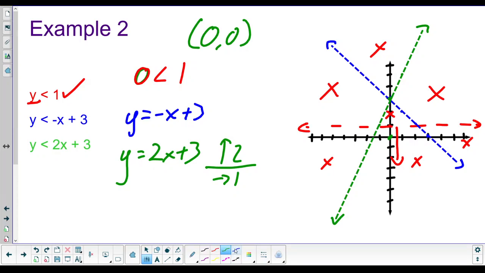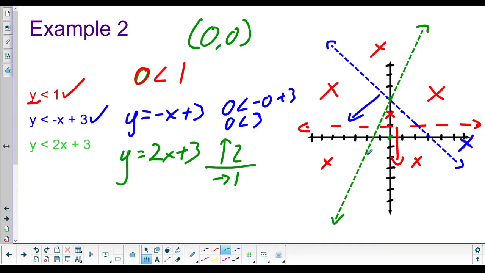All right, let's plug in 0, 0 to this blue one. So we have 0 is less than negative 0 plus 3. Negative 0 is just 0. So 0 is less than 3. That's true. So our blue line is going to shade that direction. So it can't be this section because that's on the wrong side of the blue line.